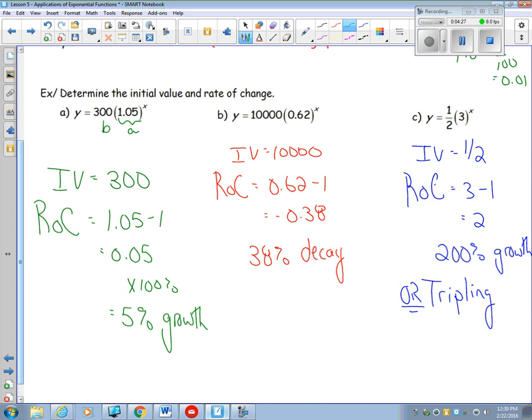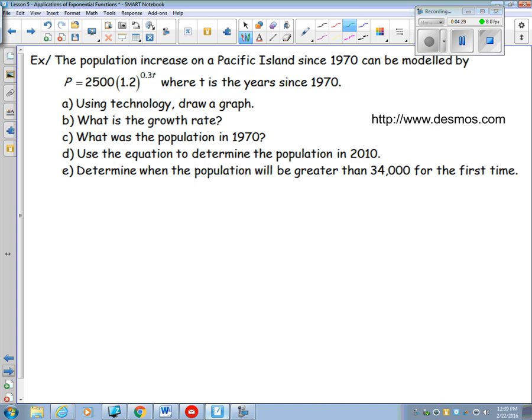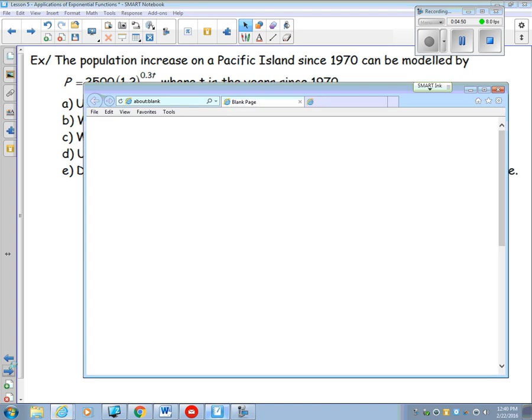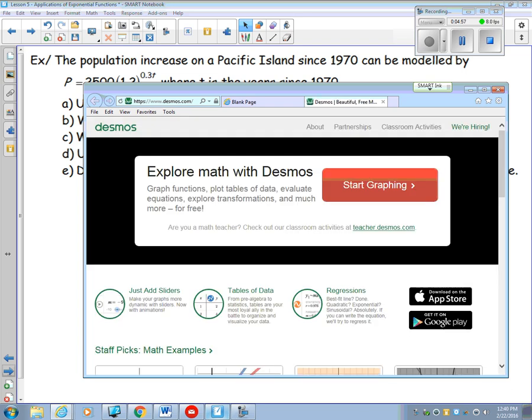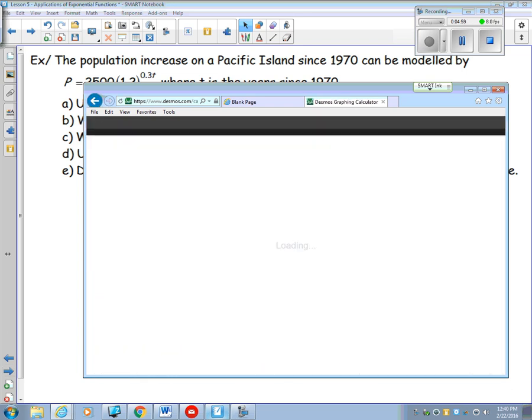Our objective today is going to be building these things. So let's take a look at the first one. The population increase on a Pacific island since 1970 can be modeled by this equation, where T is the years since 1970. Part A. I want to use technology and draw a graph. So we're going to go back to that Desmos website. Okay, hopefully you have it on your phone, your iPad, whatever you're working with, your computer. Okay, I'm going to take a look at mine here. Okay, we're going to want to enter this equation in here. So I'm going to try and move this a little bit once it loads. Start graphing.